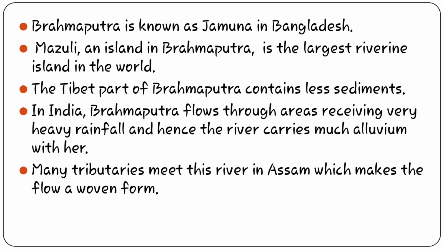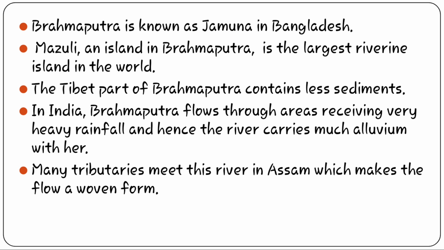What do you mean by riverine island? Riverine means anything that is related to rivers. And riverine islands means islands which get formed in the river when the water level drops down. Many islands formed in Bangladesh by Brahmaputra are some of the examples of riverine islands. Among them, Majuli, an island in Brahmaputra, is the largest riverine island in the world.